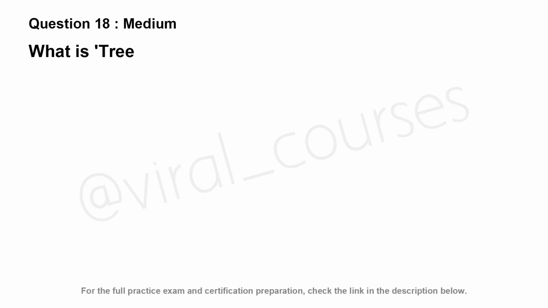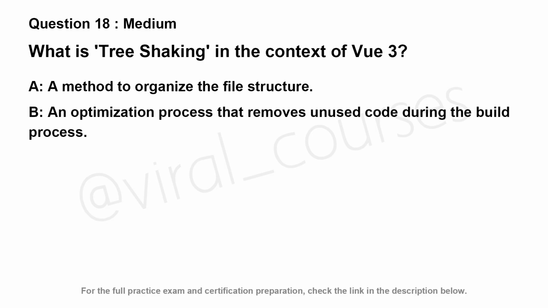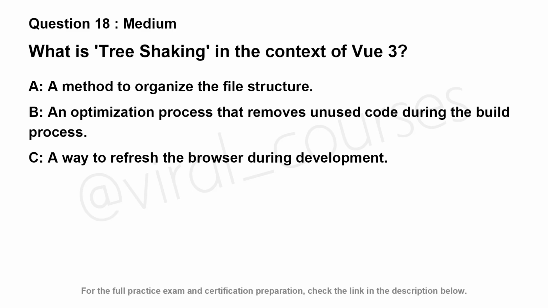What is tree shaking in the context of Vue 3? Option A, a method to organize the file structure. Option B, an optimization process that removes unused code during the build process. Option C, a way to refresh the browser during development. Option D, a debugging tool for the virtual DOM.